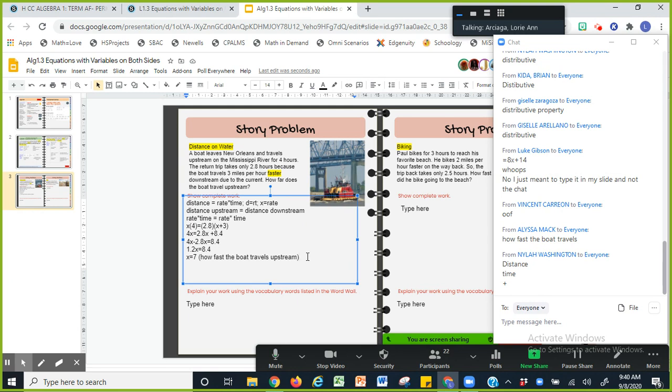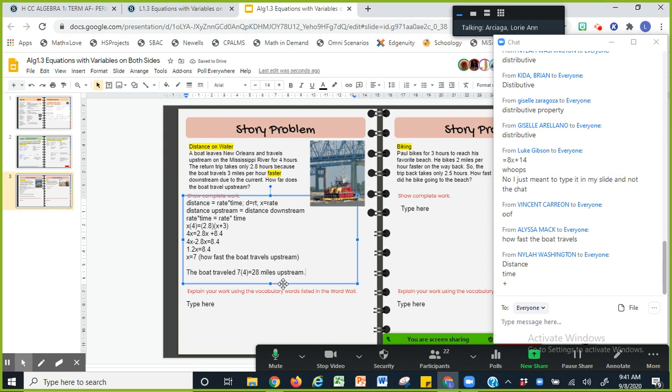For the distance, we're just going to substitute what we found into our formula. Distance is equal to rate times time. So the formula is D equals RT, right? The rate is 7, okay? Now the time going upstream is 4 hours. So rate times time: the boat travels 7 times 4, which is equal to 28 miles, upstream.